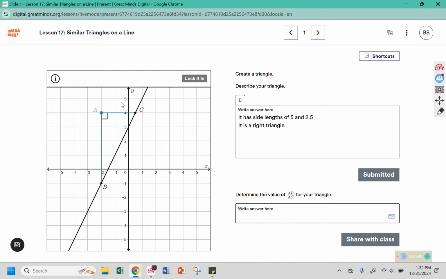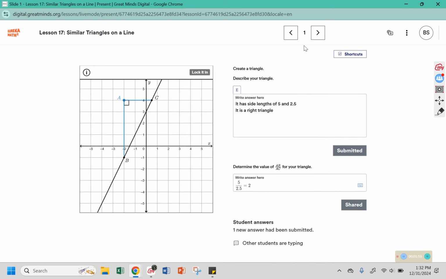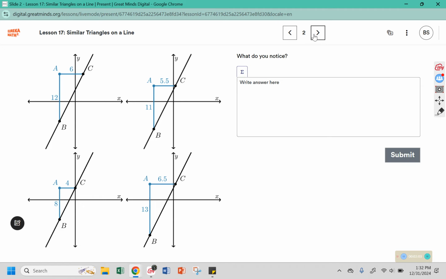Determine the value of AB over AC. Well, AB was 5 and AC was 2.5. So 5 divided by 2.5 is 2. What do you notice? 12 divided by 6 is 2. 8 divided by 4 is 2. 11 divided by 5.5 is 2. 13 divided by 6.5 is 2.